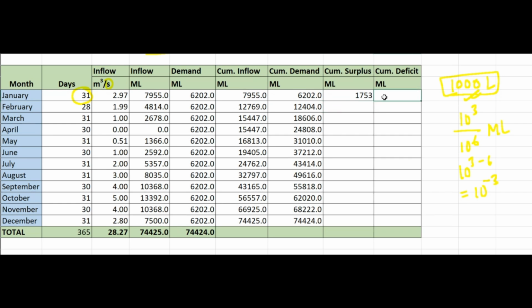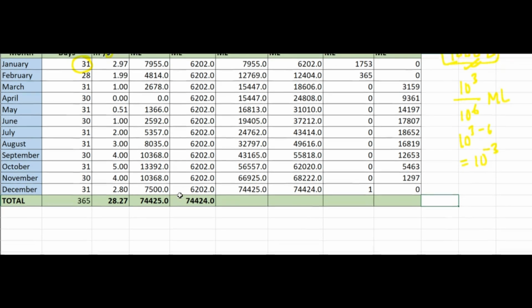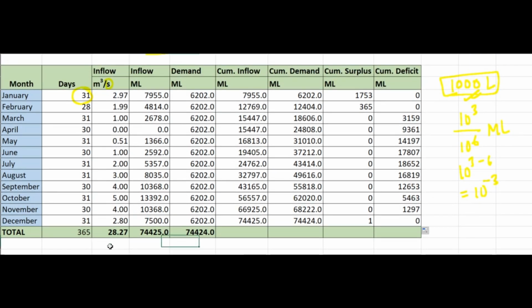So now similarly, if cumulative demand is greater than cumulative inflow, then we need this minus this, otherwise it will be 0, right? So let's drag this value. Now here let's drag this value too, right?